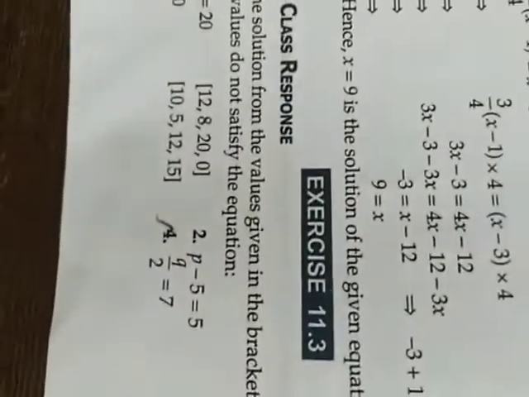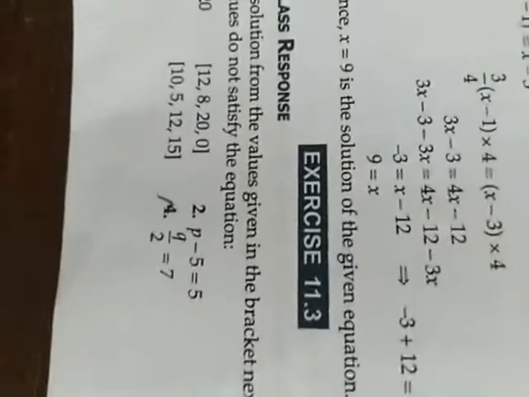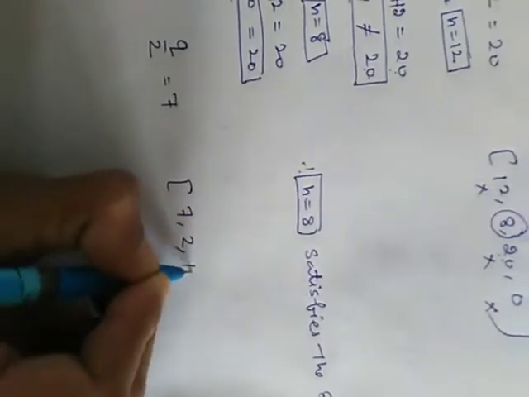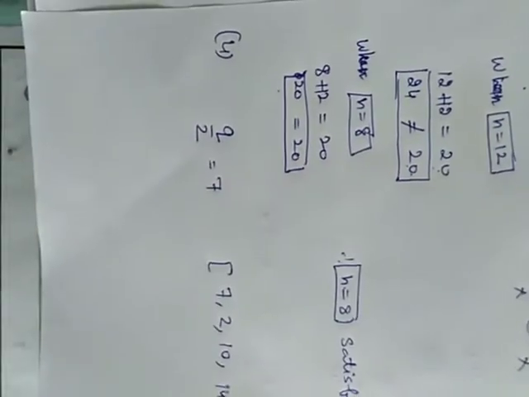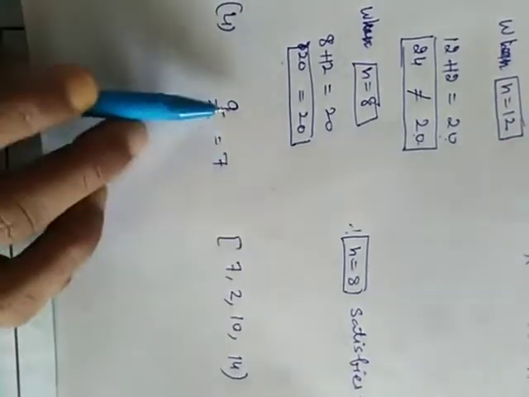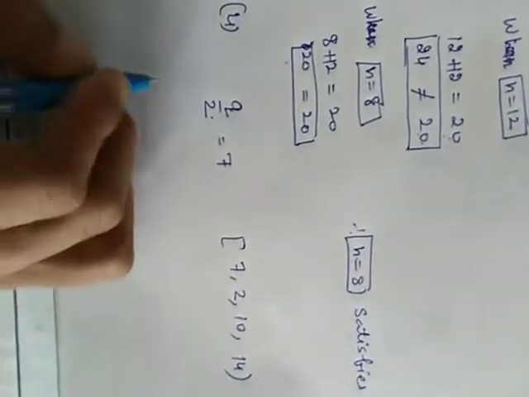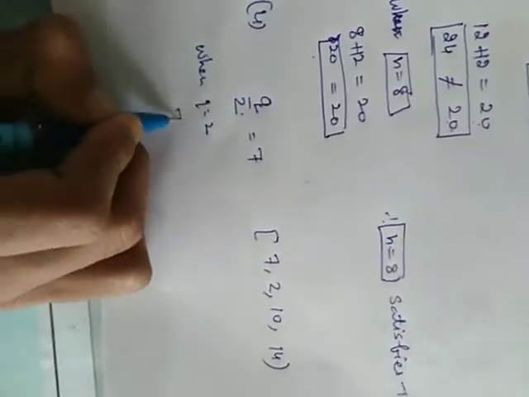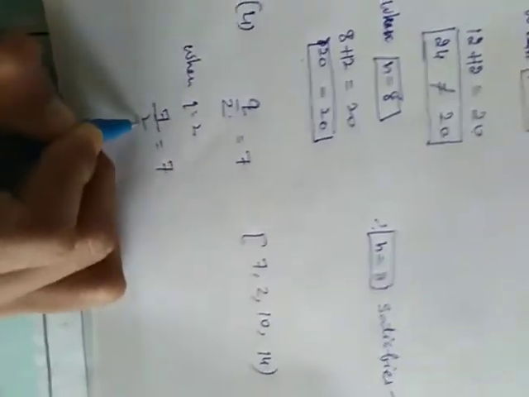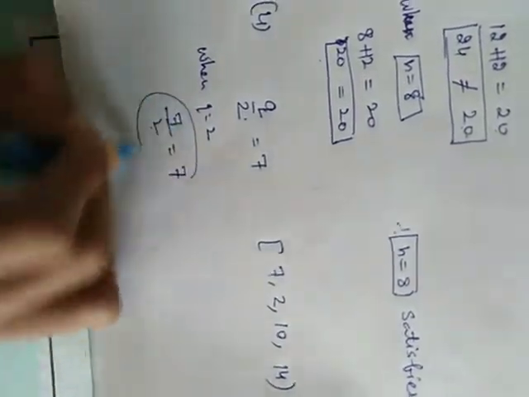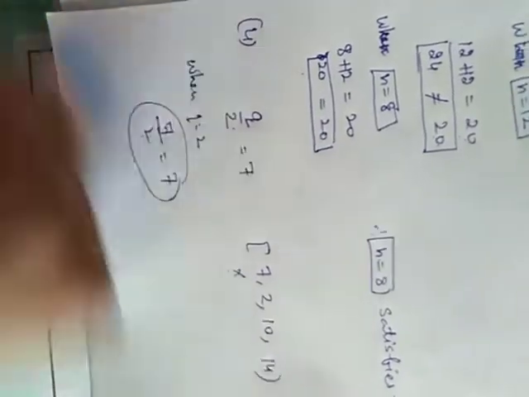Let's take part 4. q over 2 is equal to 7, and the values we have to use are 7, 2, 10 and 14. Okay, so substitute the first value. This is a division, so you have to divide the variable by 2. Let's take when q is equal to 7. When you divide 7 by 2, do you get 7? No. When you divide 7 by 2, you will get 3.5. So this is not equal to the right hand side, so therefore it doesn't satisfy the equation.